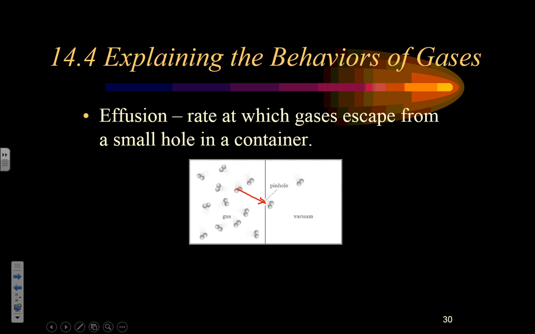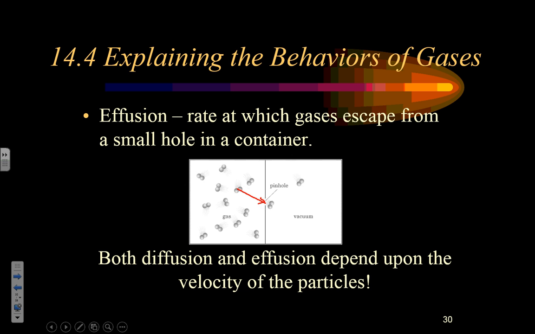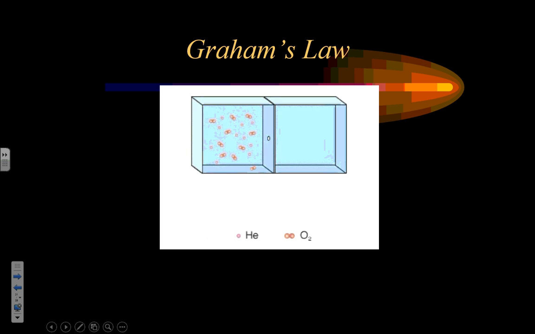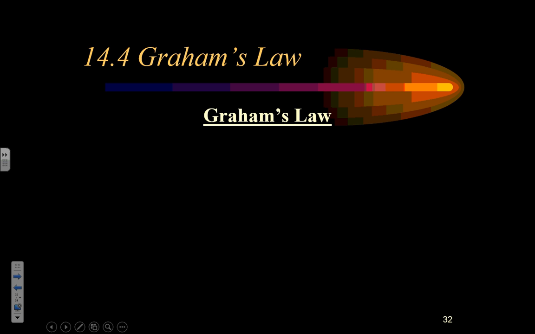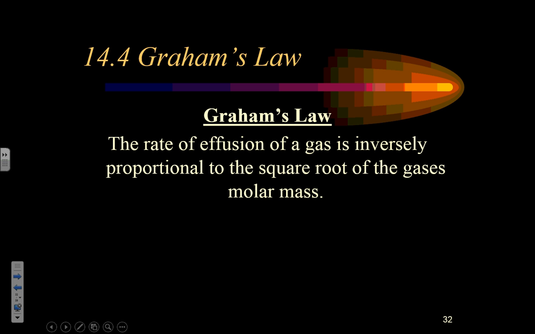Now, effusion and diffusion are related in that they're both dependent upon the velocity of the particles. The faster the gas is moving, the faster it's going to diffuse and the faster it's going to effuse. The relationship between those things is known as Graham's law. What Graham's law says is that the rate of diffusion of a gas is inversely proportional to the square root of the molar masses.